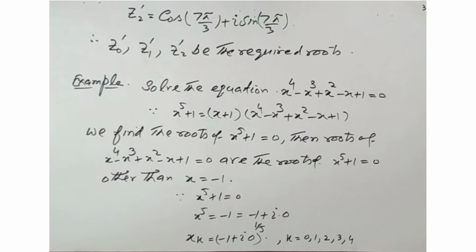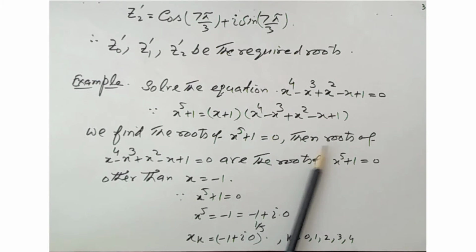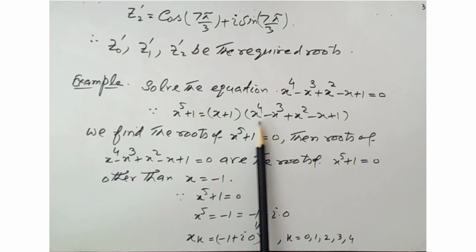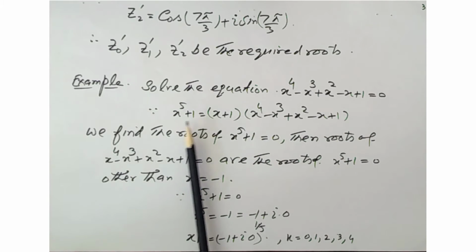Now another example: solve the equation x^4 minus x^3 plus x^2 minus x plus 1 equal to 0. We start from this because x^5 plus 1 equals (x plus 1) into (x^4 minus x^3 plus x^2 minus x plus 1). We find the roots of x^5 plus 1 equal to 0. The roots of this equation are the roots of x^5 plus 1 equal to 0 because this term is a factor of x^5 plus 1.